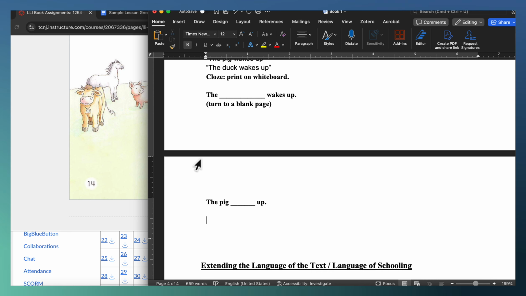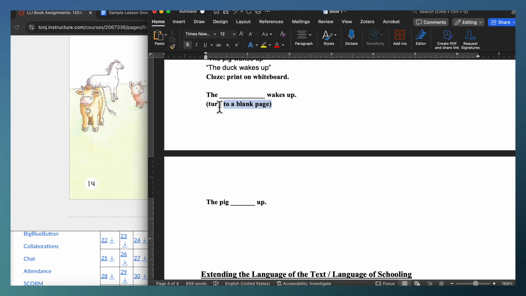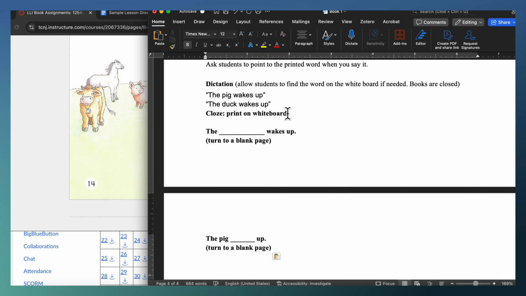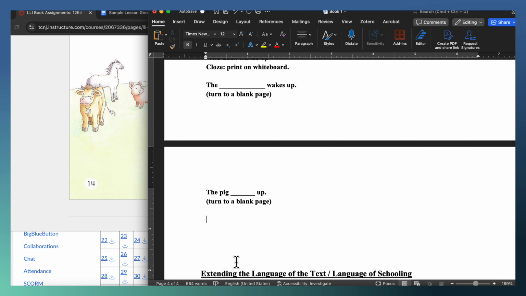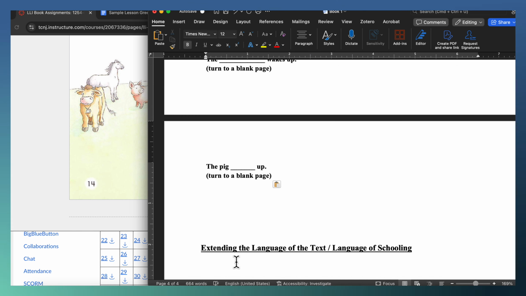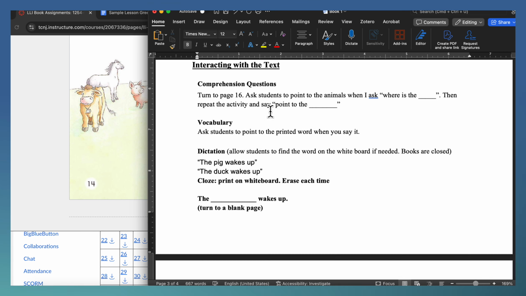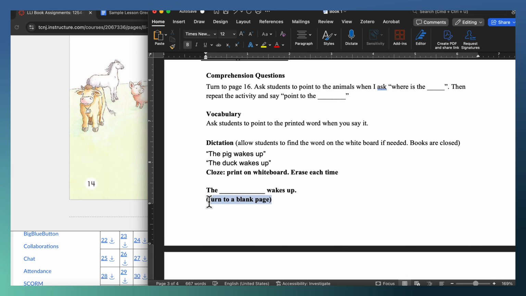And then I might have them turn to a blank page again, and I would actually have a third one. So what's important is that they are not copying from the sentence before. Okay. Erase each time. Okay. That's really what I mean to say, is erase each time.